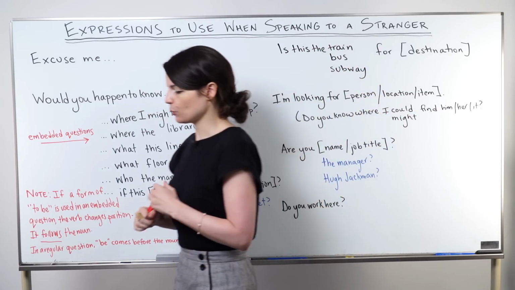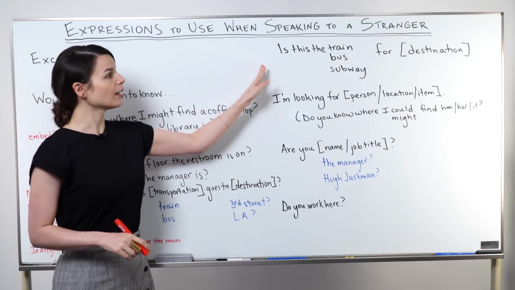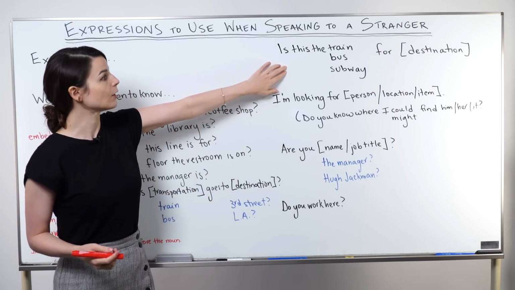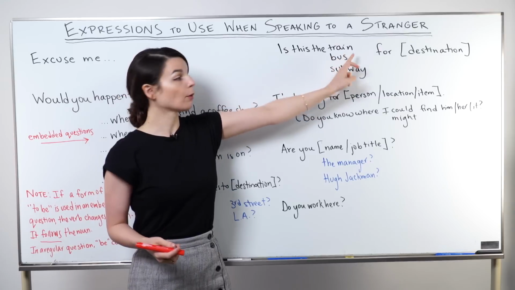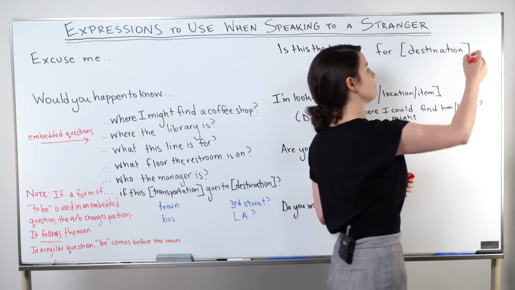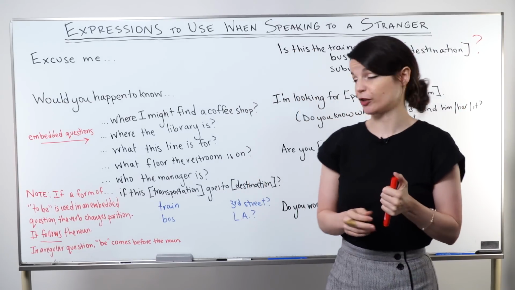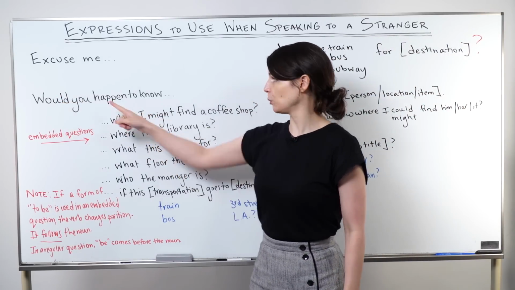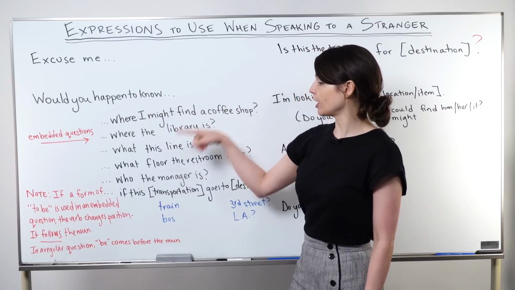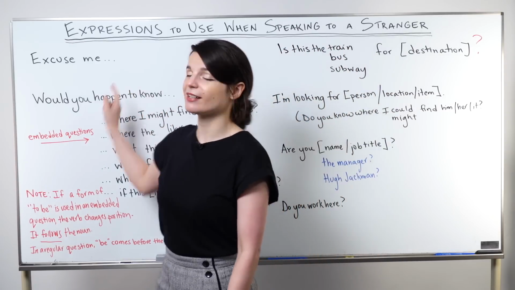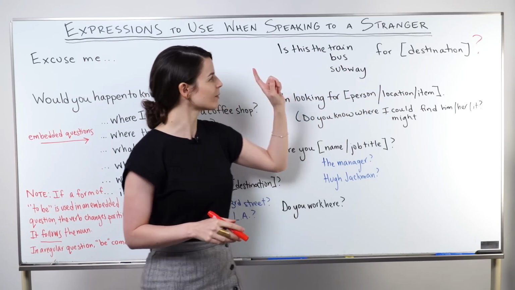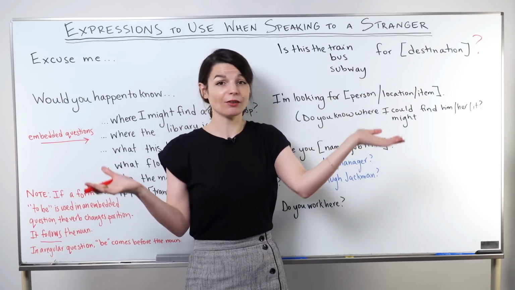Okay, let's continue to the other side of the board. Here, just a couple of other clear questions, yes or no questions, a few of them. This one, is this the train or bus or subway and so on for destination? So this is another question about where transportation is going. So I introduced this pattern. Would you happen to know if this bus goes to LA? So you can use a very polite pattern like that. Or this one is a little less polite. Excuse me, is this the bus for LA? Or excuse me, is this the subway for 3rd Street? That's also very polite.